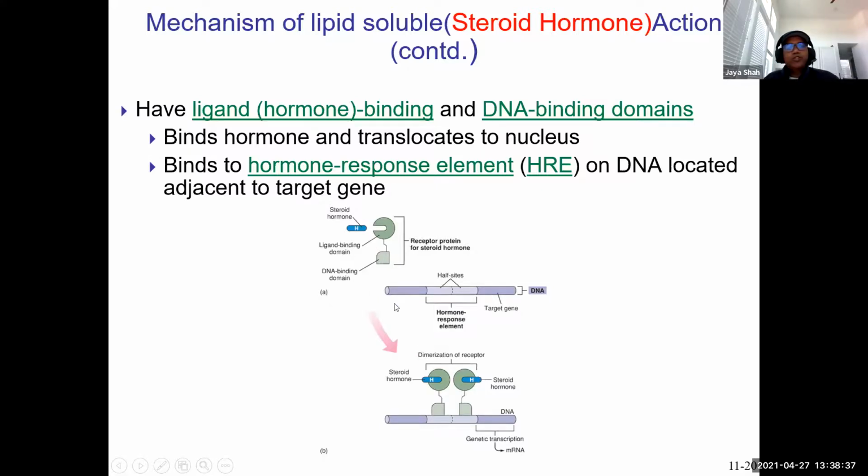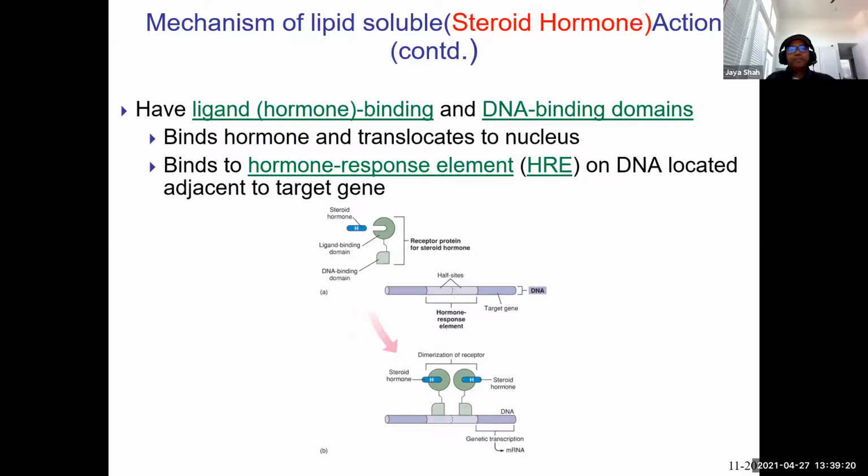So once this hormone binds with this receptor, they come here, and there are two half sites. Each half site binds with one DNA binding domain of the receptor. And then these two domains bind together and form the dimers. That is called dimerization of the receptors. Once they bind together and form the dimer, they activate the adjacent gene, and then genetic transcription, messenger RNA, and protein synthesis proceed from there.